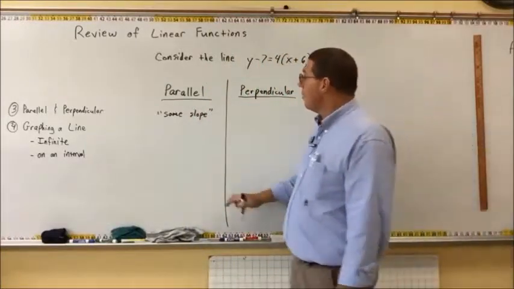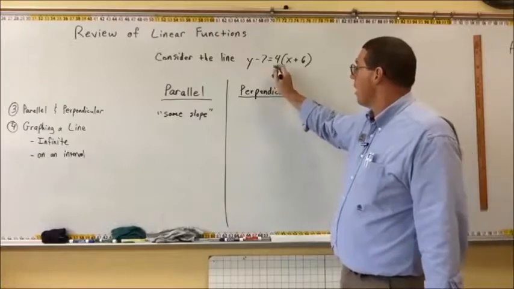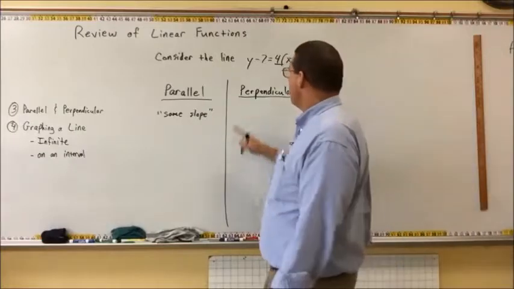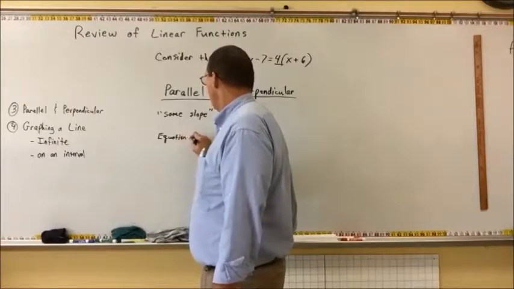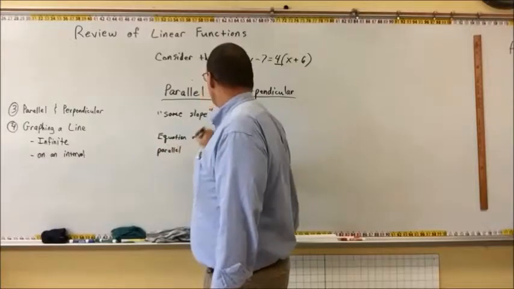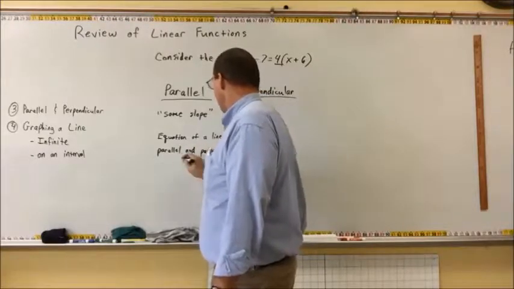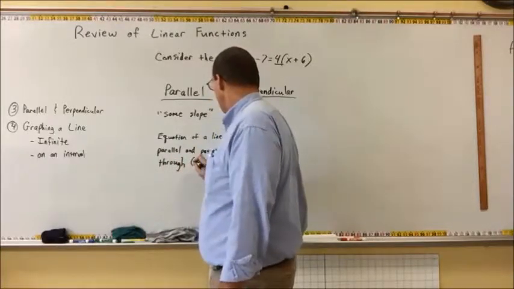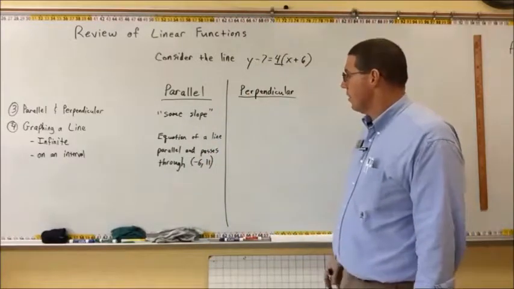So, if I want to write the equation of a line that is parallel to this line, it's just going to have the same slope. So it's going to have a slope of 4. And what if I said, let's write the equation of a line that's parallel to this line and passes through the point negative 6 and 11. Passes through the point negative 6 and 11.